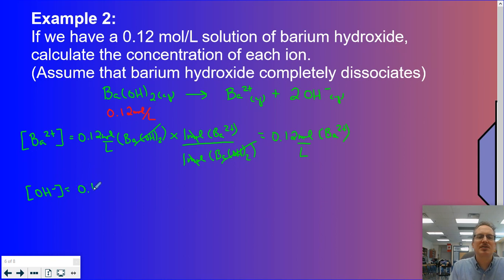So 0.12 moles per liter of barium hydroxide. And again, we're going to do it the exact same way. We're going to start with the information I know in red. We're then going to play a little game of leapfrog, this time to the hydroxide. So we have 2 hydroxide ions. And then we're going to leap back 1 mole of barium hydroxide.